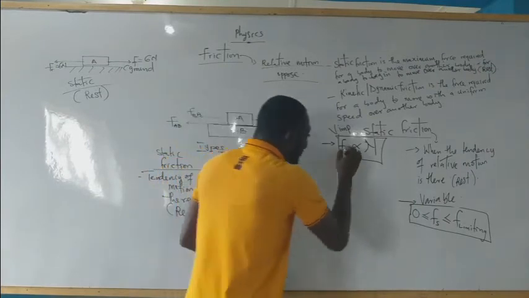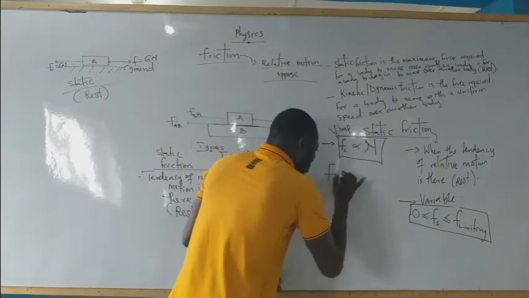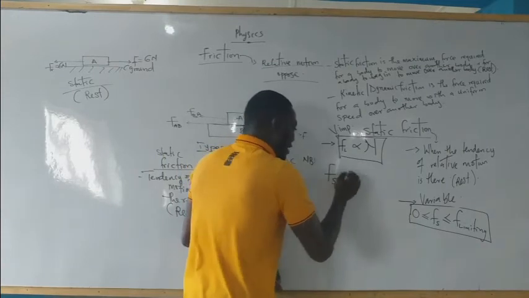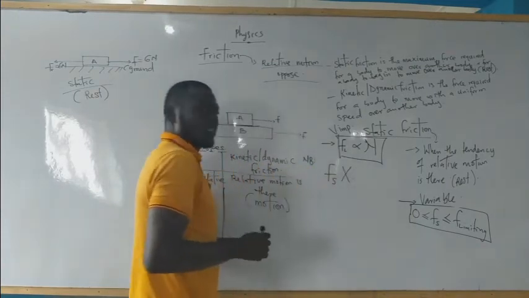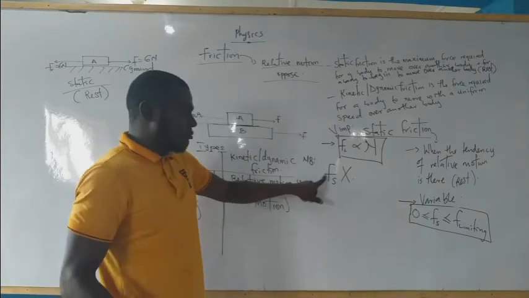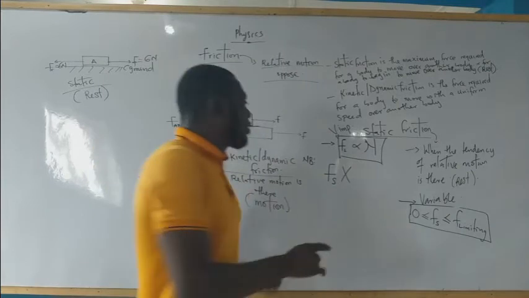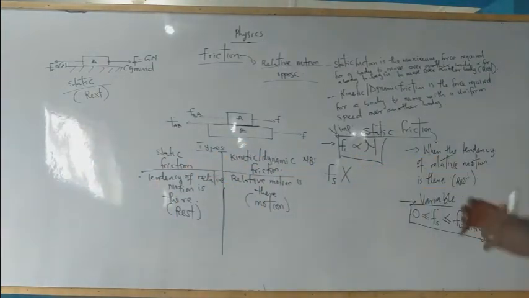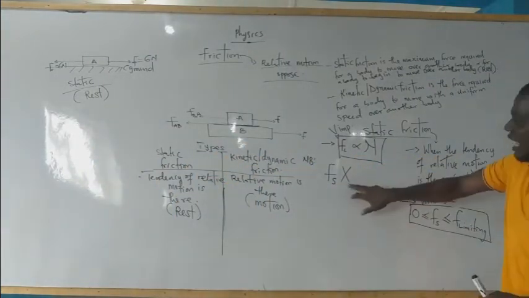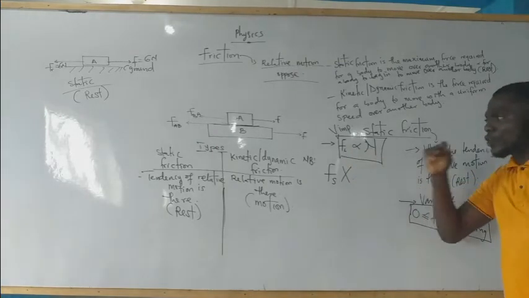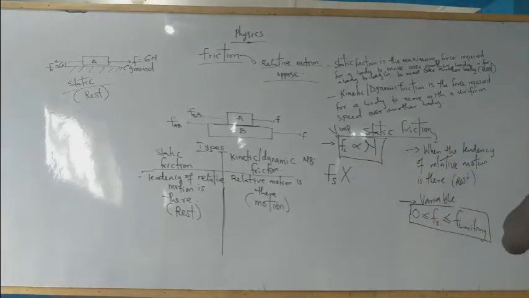We use the limiting friction, and take note that it is not Fs. That is static friction, not this, but limiting friction. Why? Because Fs is not constant. Not Fs, but FL. Limiting friction is not constant. It varies. That's why we call it variable.